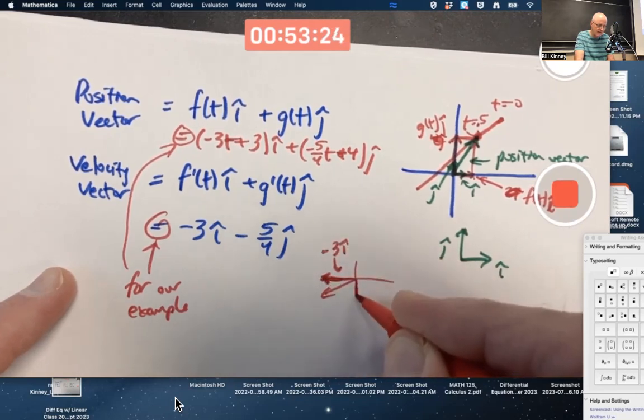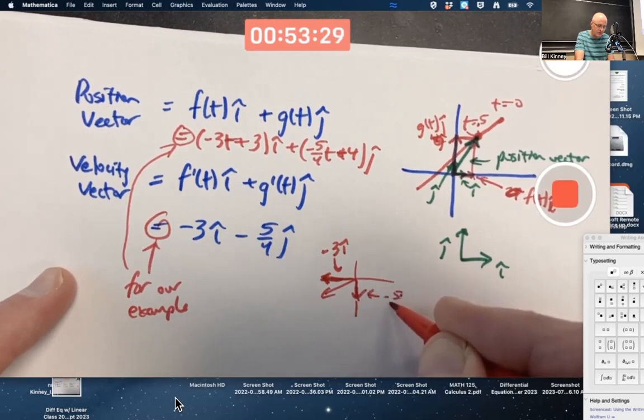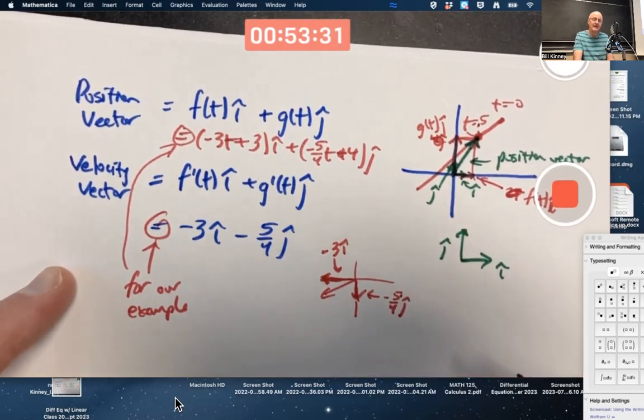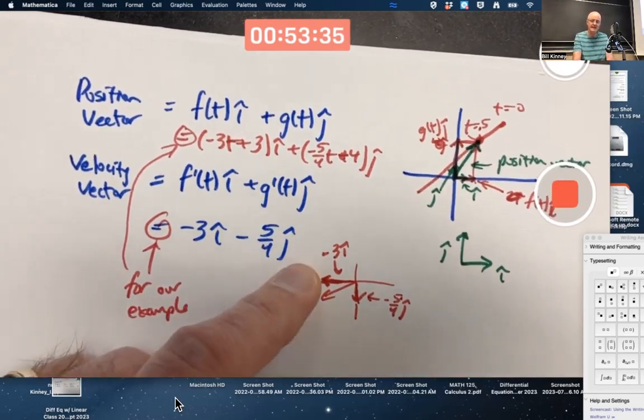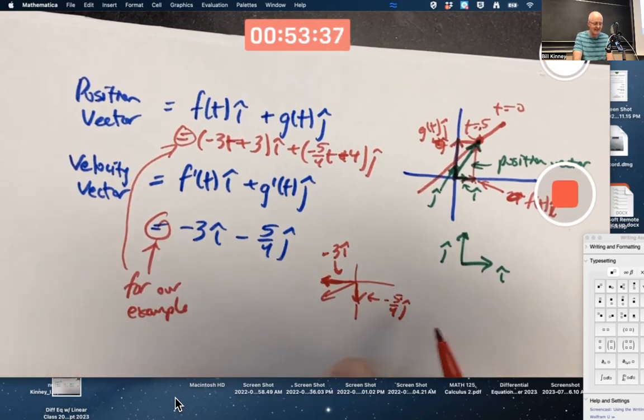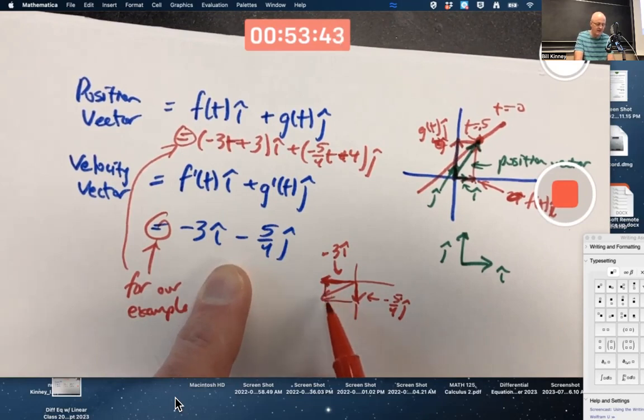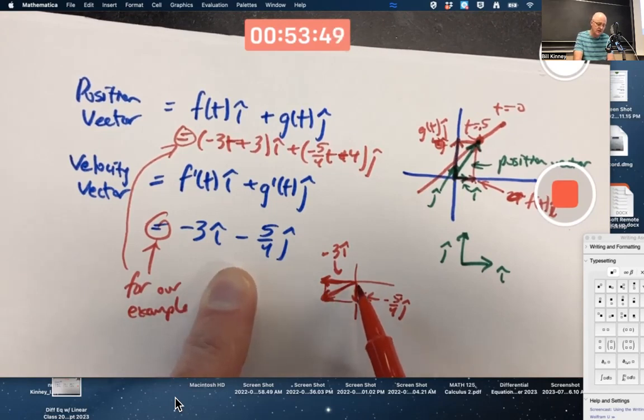This part, this component they're called, would represent -5/4 j hat. The negative signs keep track of the fact that this arrow points the opposite direction as i hat, and this arrow points the opposite direction as j hat. And I'm effectively adding them together, making a rectangle like this. And the resultant vector, this velocity vector, starts at the origin again and ends at the opposite side of that rectangle.